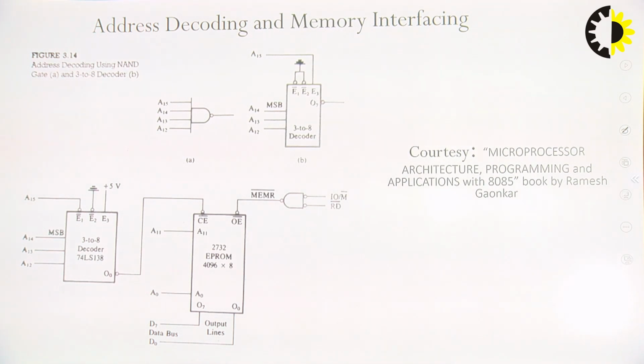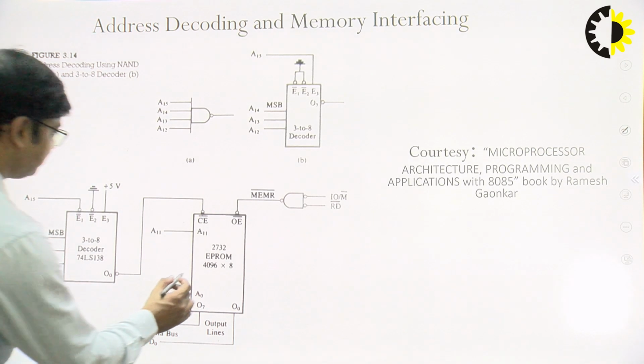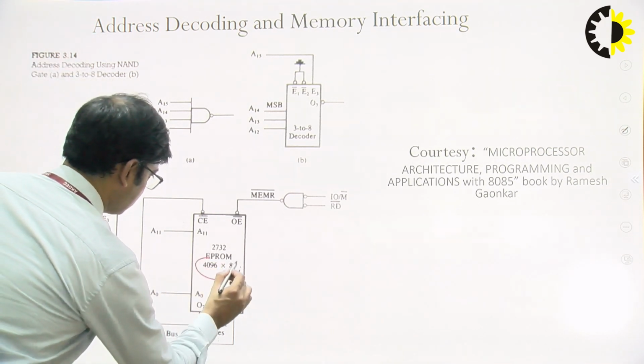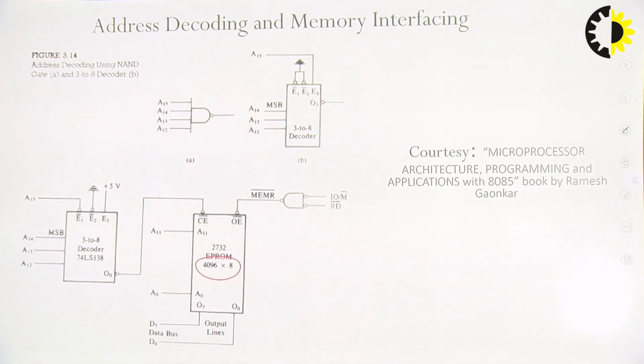This is one of the problems of memory interfacing taken from the book, courtesy Microprocessor Architecture, Programming and Applications with 8085, by Ramesh Gaonkar. Here, we can see that a 4K EEPROM memory is given and it has to be interfaced.